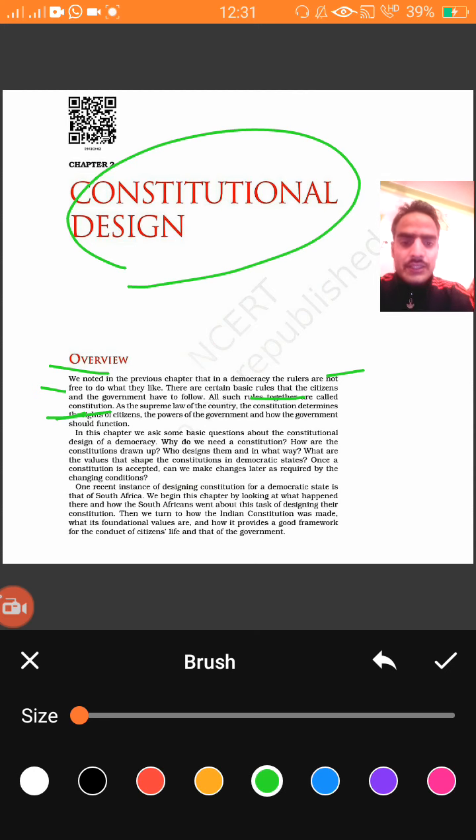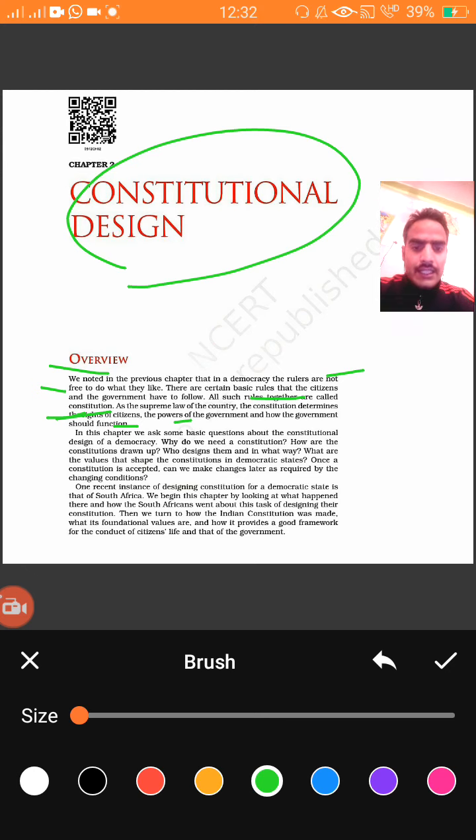Constitution में क्या क्या होता है? Rights of citizens, the powers of the government, and how the government should function. First of all, rights of the people, ये constitution में mention होगा, like you have a right of equality, right of freedom, likewise. And how the government will be formed, and what are the powers of the government. This type of rules and regulations are mentioned in the constitution.